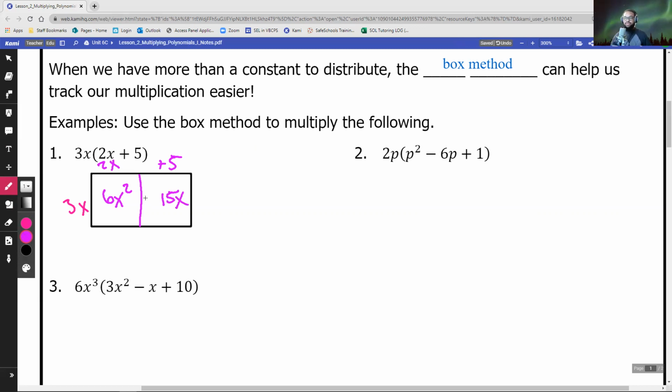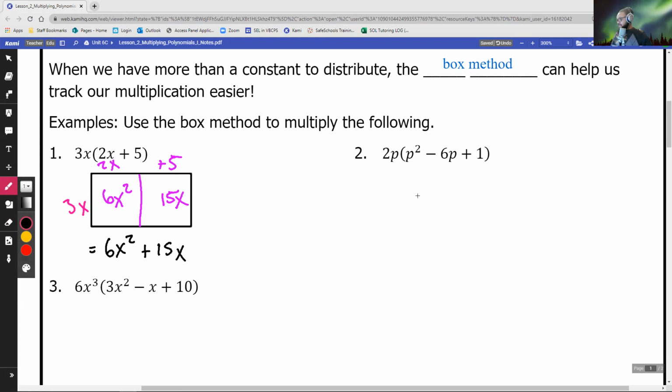That's box method. That's pretty simple, pretty easy to see, right? And then our final answer is going to be, what color can I use for that? I'll use yellow. Oh, you guys said yellow was hard to see. I'll keep it in pink. Actually, I'll put it in black. All right. Final answer is 6x squared plus 15x. That's going to be the final answer we get when we multiply these two things together.